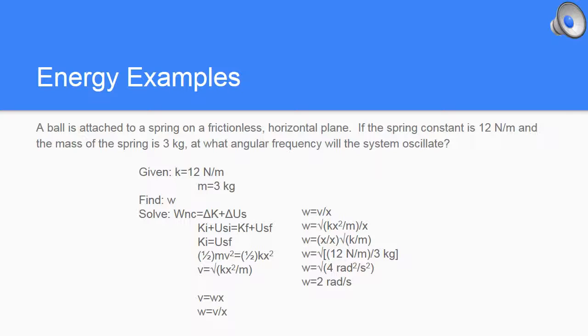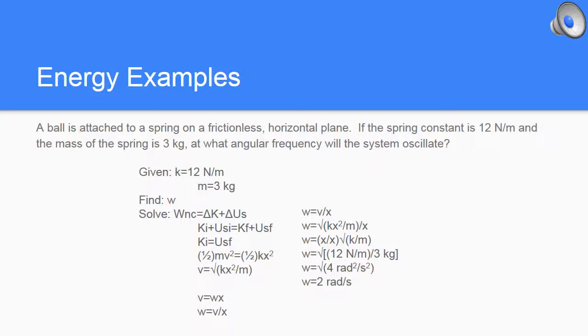And so we're going to find the change in energy. We're going to find the change in kinetic energy and spring energy. And so we're going to have initial kinetic energy plus initial spring energy equals final kinetic energy plus final spring energy. And since there's no initial spring energy and no final kinetic energy, those both are going to equal 0. So we're left with initial kinetic energy equals final spring energy.